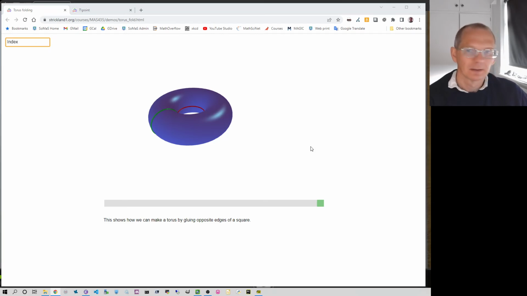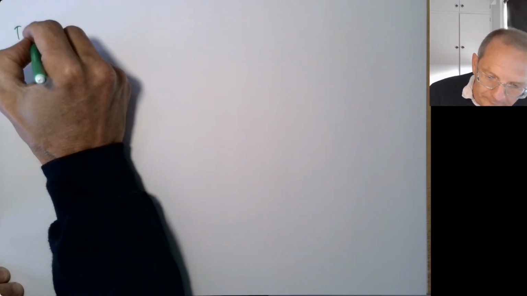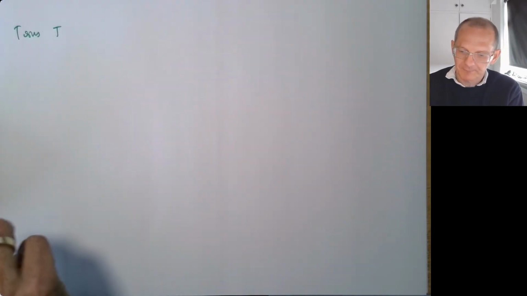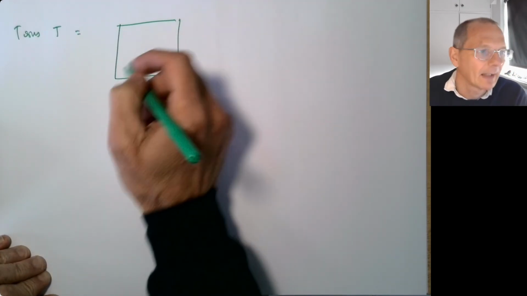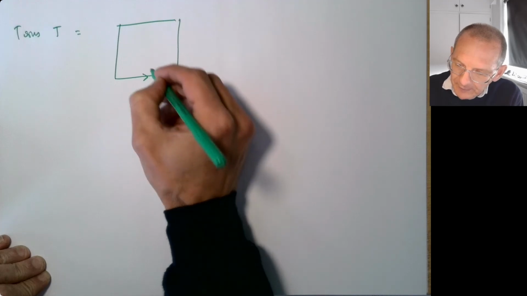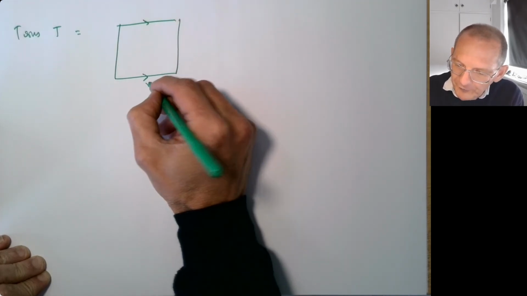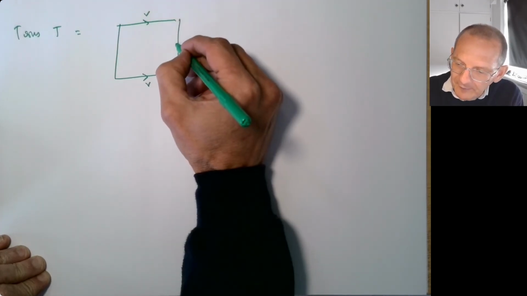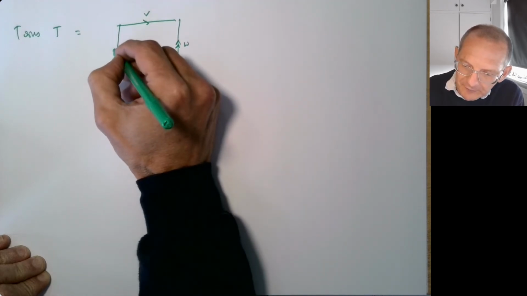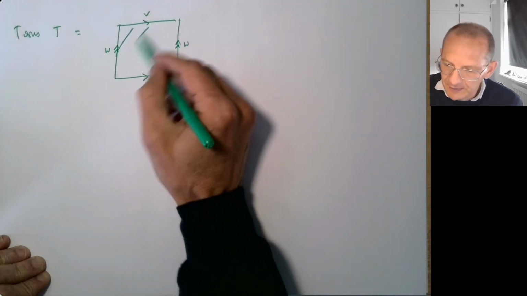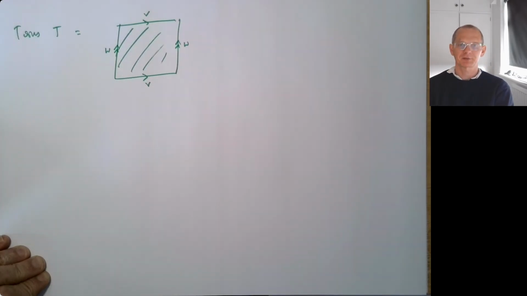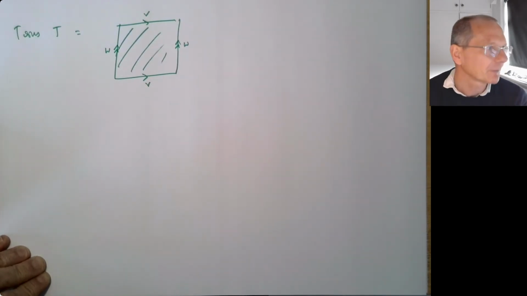Okay, so our torus T, as we said here, we take a square, and we're going to glue this edge here to this edge here. This edge we're going to call V, and this edge here is going to be the same when everything's wrapped up. That's going to be the same as this edge here, and that we're going to call W. So this is our torus, and we want to calculate its homology.